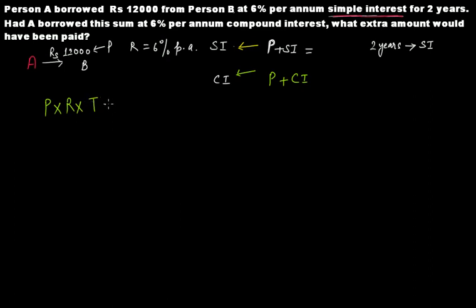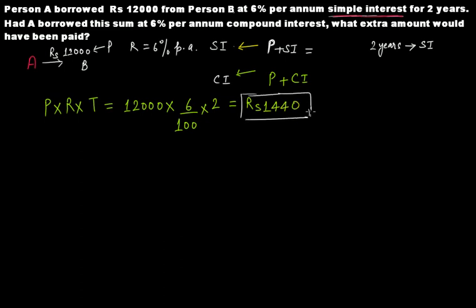So P is 12,000. R is 6%. T is 2 years. If you solve it, you'll get rupees 1,440. So rupees 1,440 is the simple interest for 2 years in this case, right?